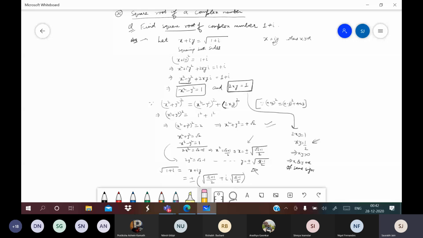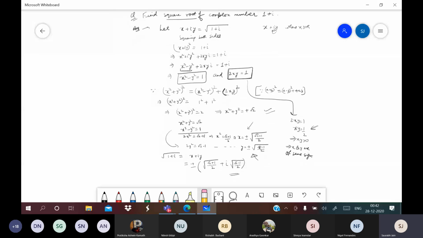What was the question? Let us have a quick recap, and then you will be solving the next question. Whenever we have to find the square root, first thing is assume it x plus iota y. What are x and y? x and y are real numbers. We all know this. Then we will square both sides. Squaring you do it. Just simplify as much as you can.